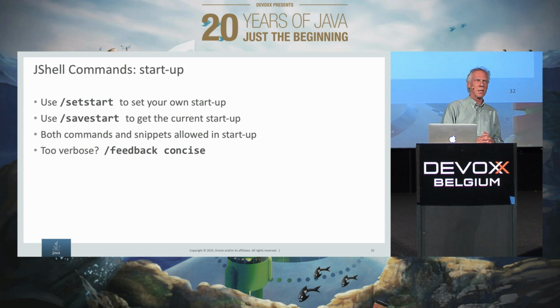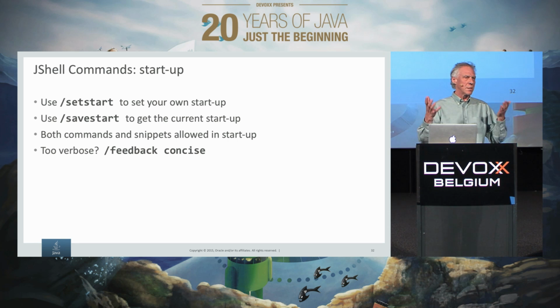Basically with this set startup command, we'll set your startup file that you'll use every time you start up. You can use save start to get the current set to just modify it. Note that you can put commands as well as snippets in a startup file.